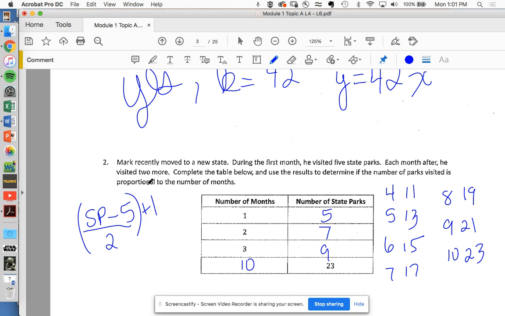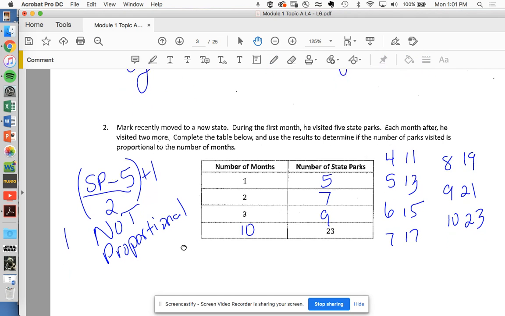Is that Y equals KX? No, that's very complicated. So is this proportional? Not proportional. Normally, you're not going to know the formula, but I thought I'd throw it out there. But the key is, I took 1 times 5 to get to 5. Did I do the same thing to 2 to get to 7? No, a different K value. All right, 2 times 3.5 gives me 7. Doesn't work. All right, next page.